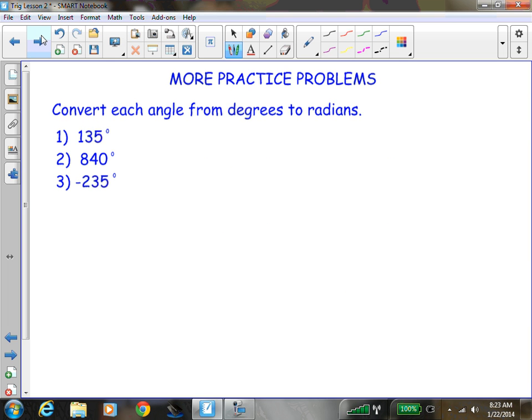All right, now, would you practice real quick with these problems? Just convert those to radians. The first one you could actually use the unit circle for. On the others, you have to use the formula that we were talking about.